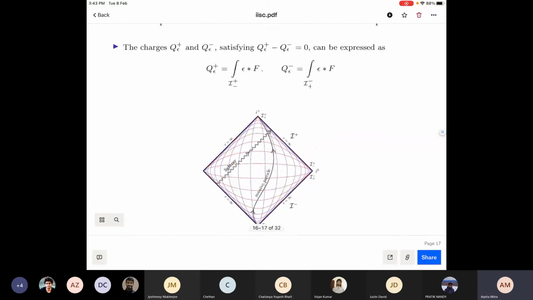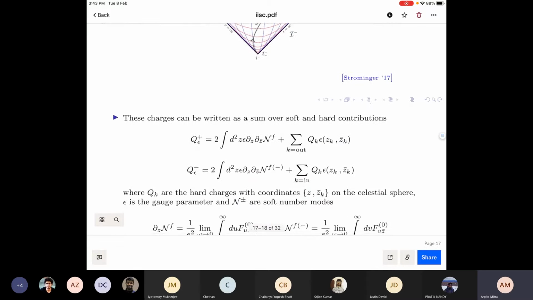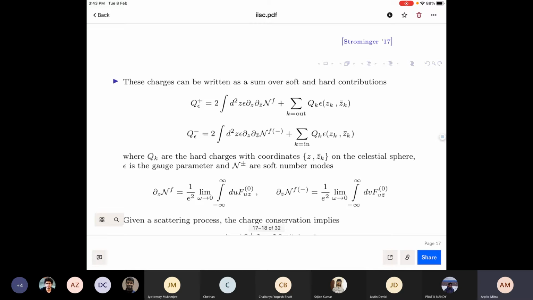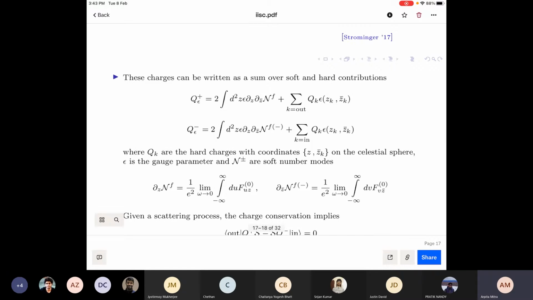We can use Stokes' law and change these integrations in such a way that we can consider the charges on the whole null infinity, and then we can rewrite those charges as a sum over soft and hard contributions. In these expressions for q epsilon plus, the N F are the soft photon modes, and the q k epsilon z k z k bar, the whole thing, is the hard contribution. So q k are the hard charges with coordinates z k and z k bar, sorry, there is a typo, on the celestial sphere.